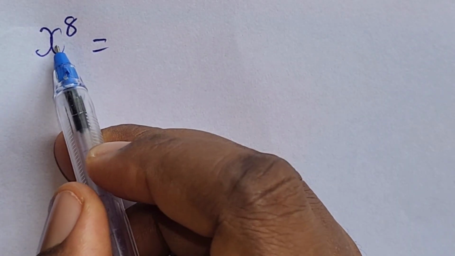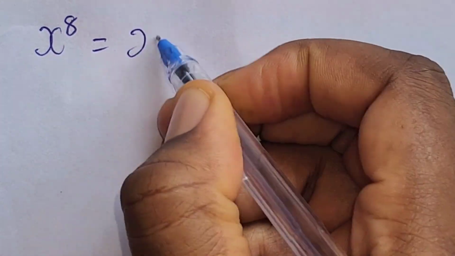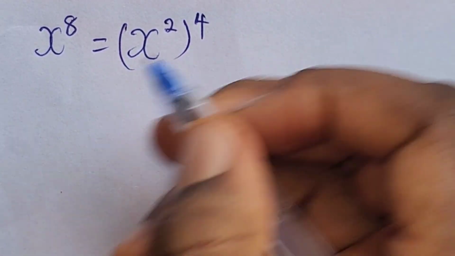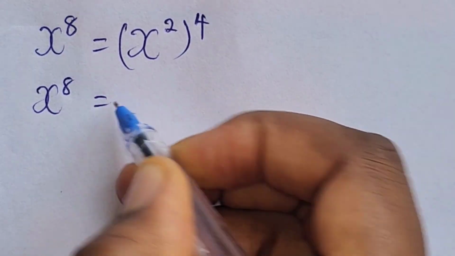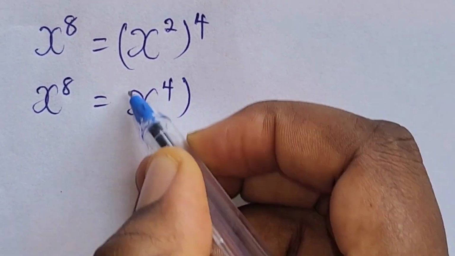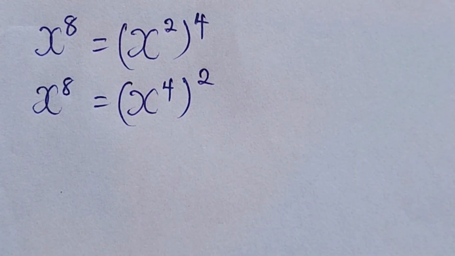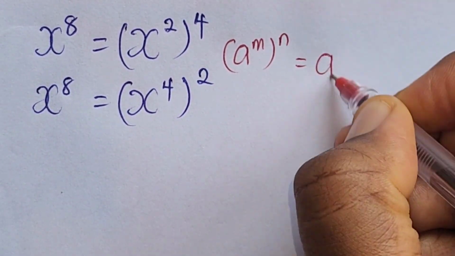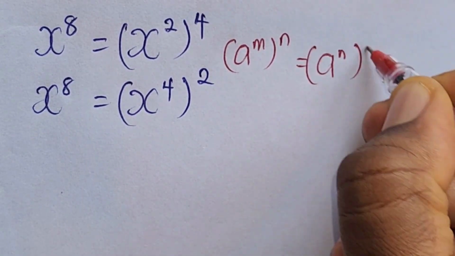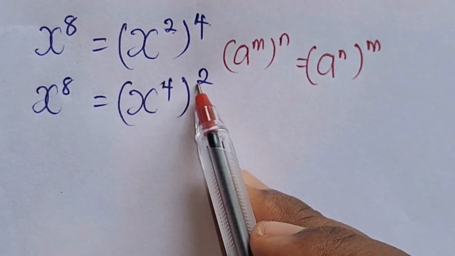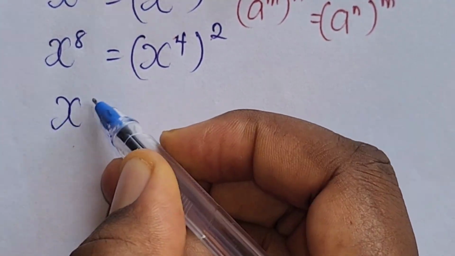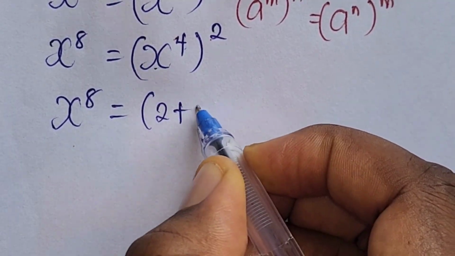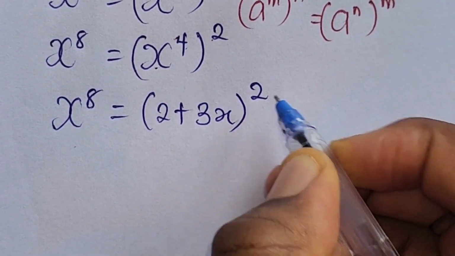To find the value of x to the power of 8, we can split this to have x to the power of 4 further raised to the power of 2. When I have a to the power of m further raised to the power of n, this is equal to a to the power of n further raised to the power of m, so we interchange the powers here. So x to the power of 8 is equal to, our x to the power of 4 is 2 plus 3x, all to the power of 2.